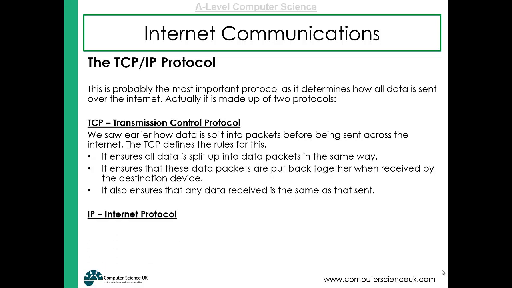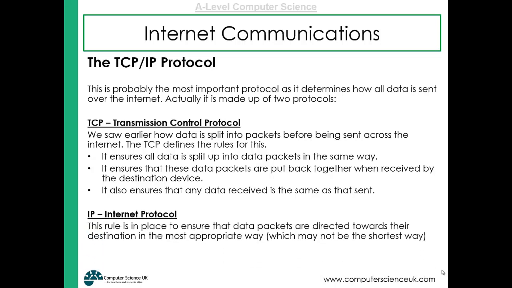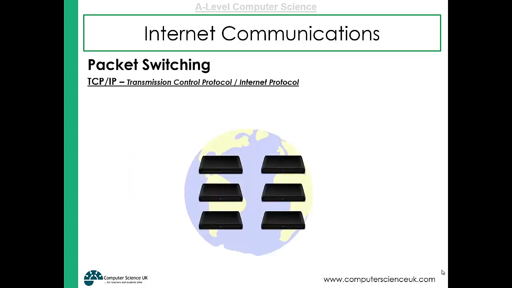And the IP, the Internet Protocol, is a rule which makes sure that data packets are directed towards their destination in the most appropriate way. As I've said before, it might not be the shortest way, but it has to be the most appropriate way. So together, these protocols govern how data is sent across the internet. This is called packet switching: any data that is directed towards its destination in the most appropriate way.